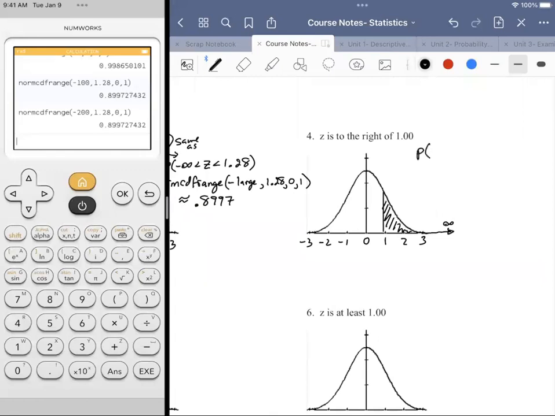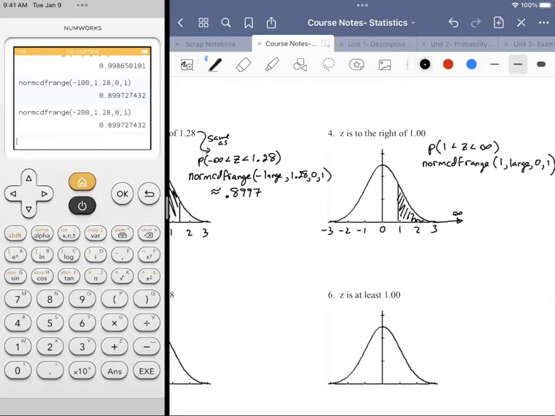I'm looking for the probability that Z is between 1 and infinity. So we do a norm CDF range. 1 to something large. 0 and 1. Again, the 0 and 1 at the end are because the mean and standard deviation are given for all these problems to be 0 and 1.